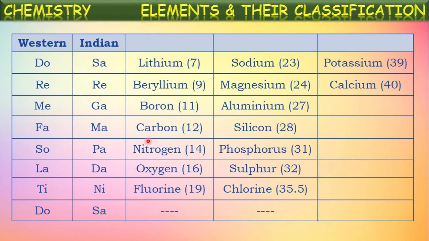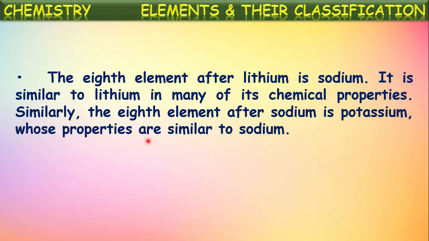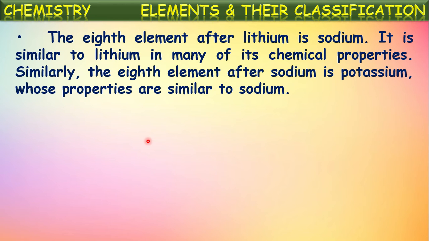These are Newlands' octaves. The eighth element after lithium is sodium. It is similar to lithium in many of its chemical properties. Similarly, the eighth element after sodium is potassium, whose properties are similar to sodium. In this way, one element has similarity in its chemical properties with the continuous eighth element after it. So he called this set of eight elements an octave, which we call Newlands' octaves in honor of his name.